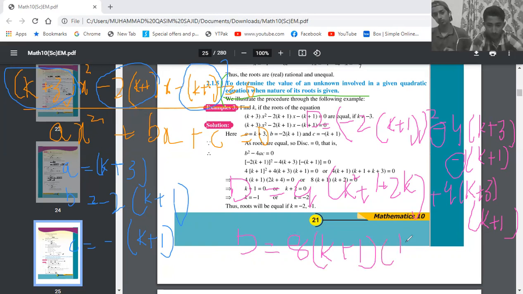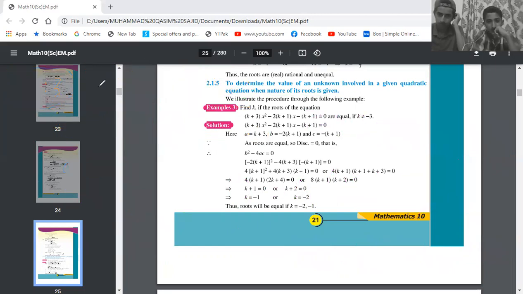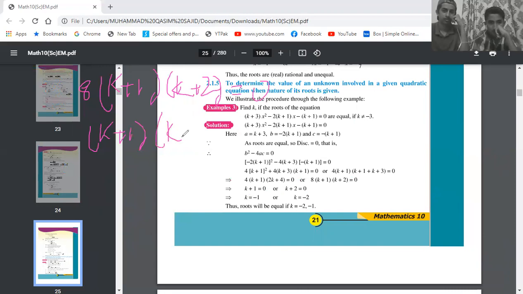into k plus 2, and this discriminant equals 0 according to the equation. So now we have 8 into k plus 1 into k plus 2 equals 0. After simplification, we have to find the value of k. So first we divide by 8. So this must be k plus 1 into k plus 2 equals 0.